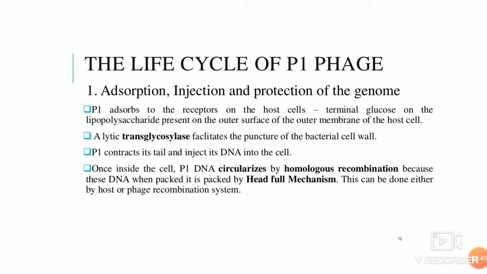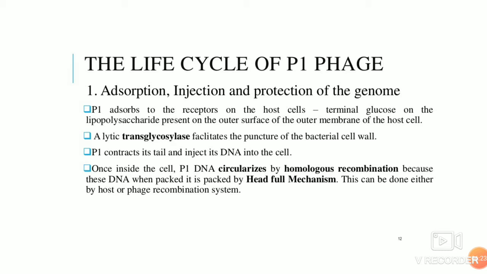Any phage has to start its cycle. There are certain steps. The first step is adsorption, or the infection we say, and then there is input of the genetic material, and then there is the lytic or lysogenic cycle. P1 adsorbs to the receptor on the host cell, that is terminal glucose on lipopolysaccharides present on the outer surface or outer membrane of the host cell.